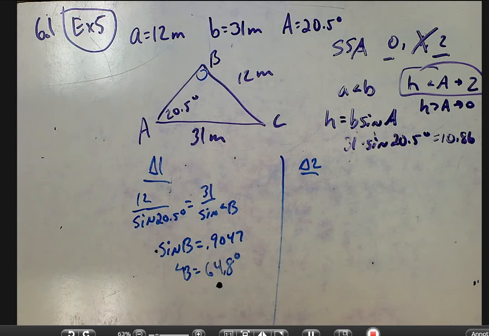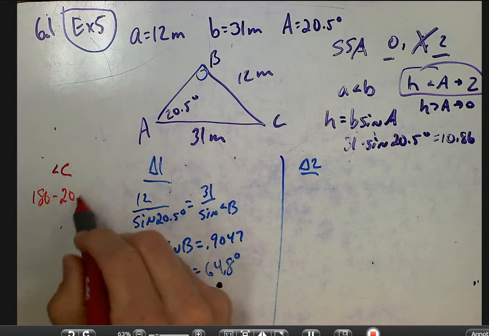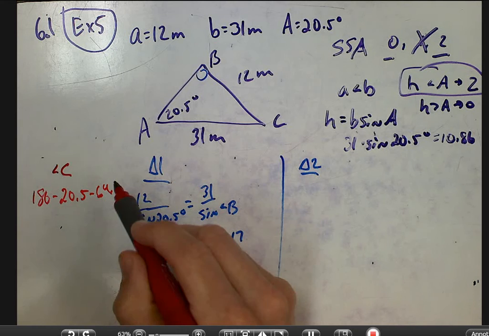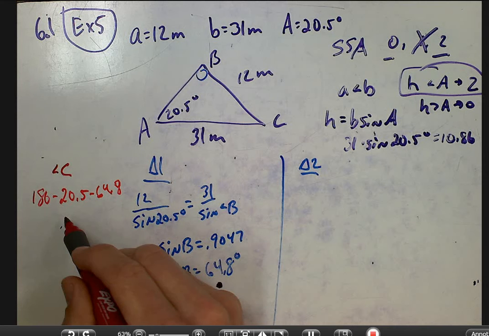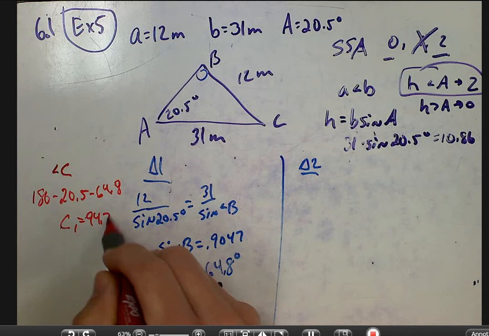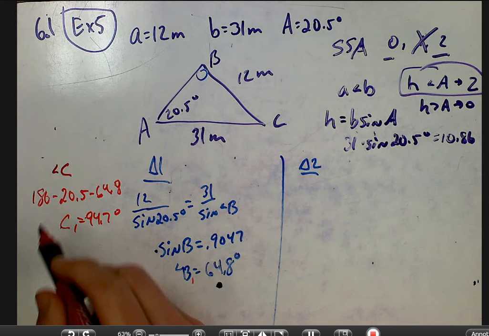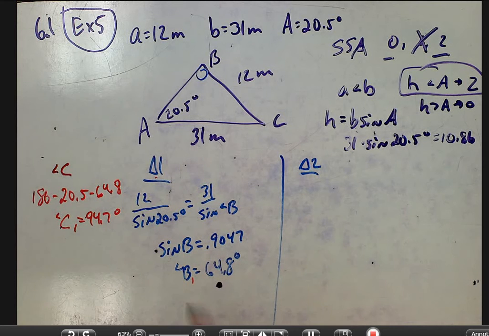Sticking with triangle 1, I now can find angle C, because angle C has to be 180 minus 20.5 minus 64.8. So 180 minus 20.5 minus 64.8 is going to give me 94.7 degrees. So C1 is going to be 94.7 degrees. And I should call this B1 because we're talking about triangle 1, so I label it C1 and B1 just so I can keep myself clear and straight.